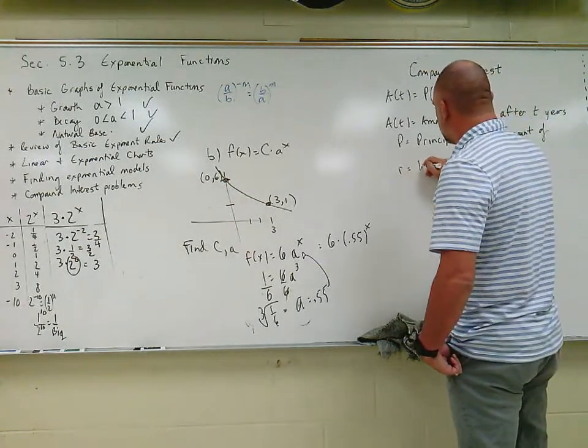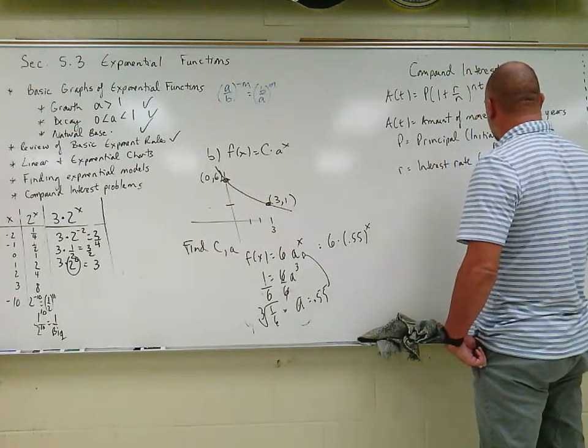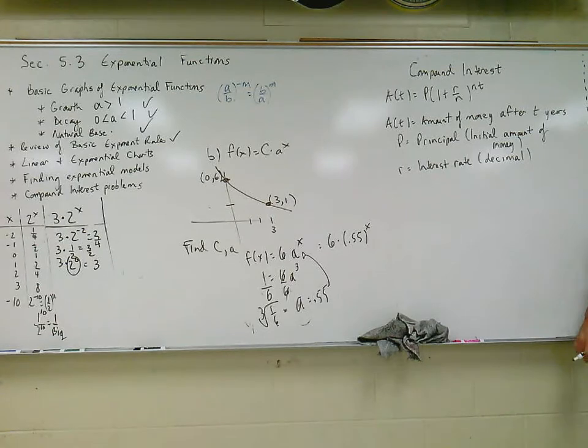R is the interest rate, but you write that as a decimal. So if I tell you it's 4% interest, don't do 4. You got to do what? What's a decimal for 4%? 0.04.